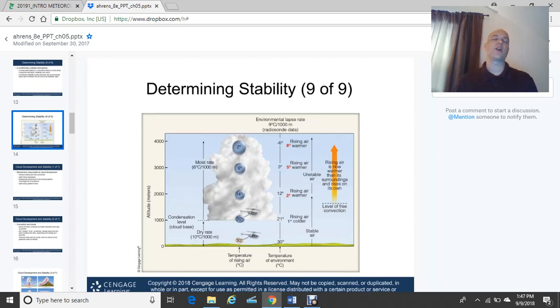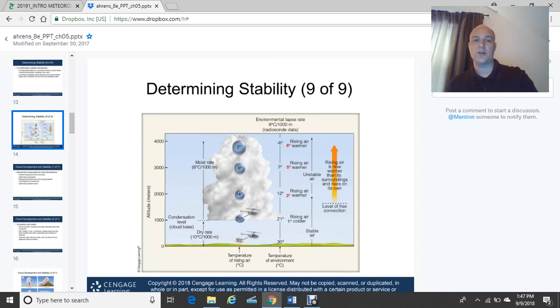Okay? So below the condensation level, below that point of saturation, the air parcel is going to rise at the dry adiabatic lapse rate of 10 degrees Celsius per 1,000 meters. Once you reach the condensation level or the cloud base, your air parcel will then change and rise at a moist rate, the moist adiabatic lapse rate, which is 6 degrees Celsius per 1,000 meters. And so look at the blue bubble and notice the changes.